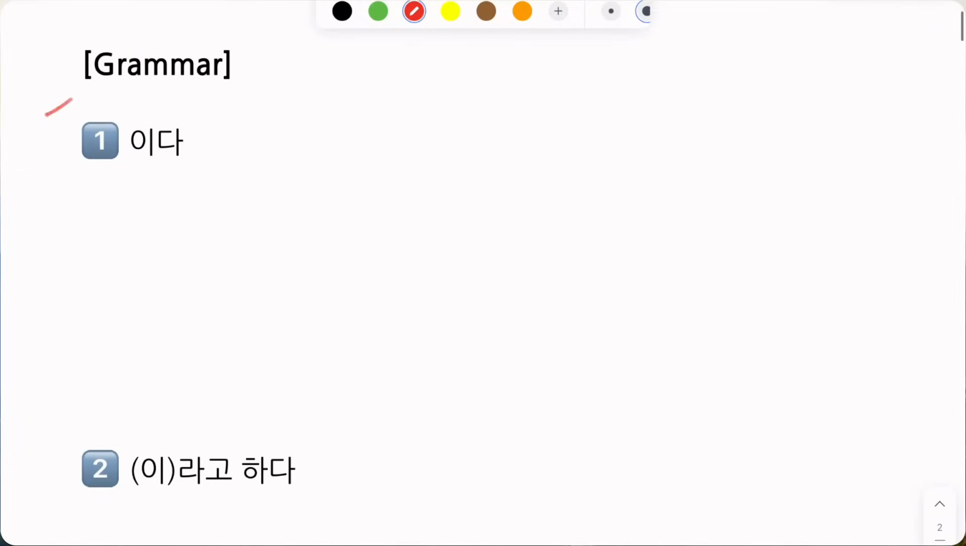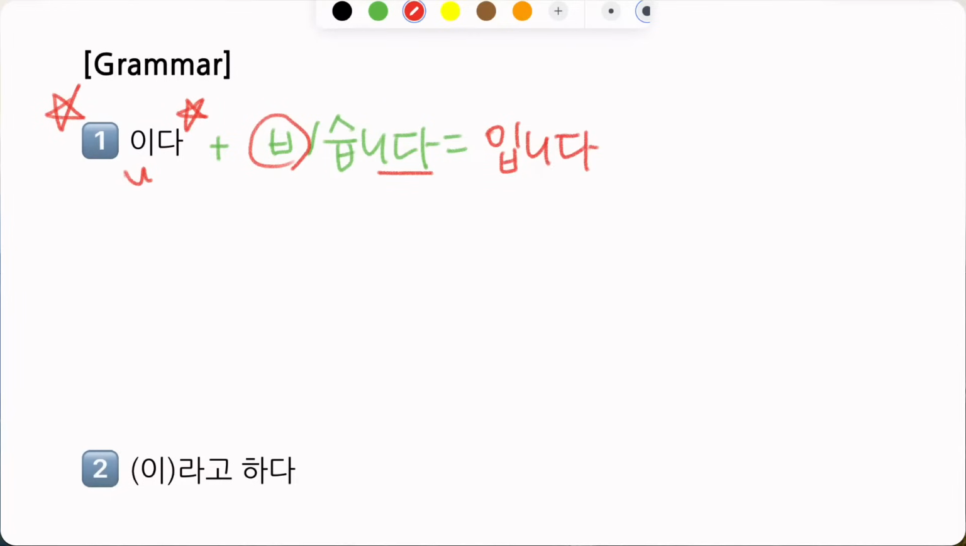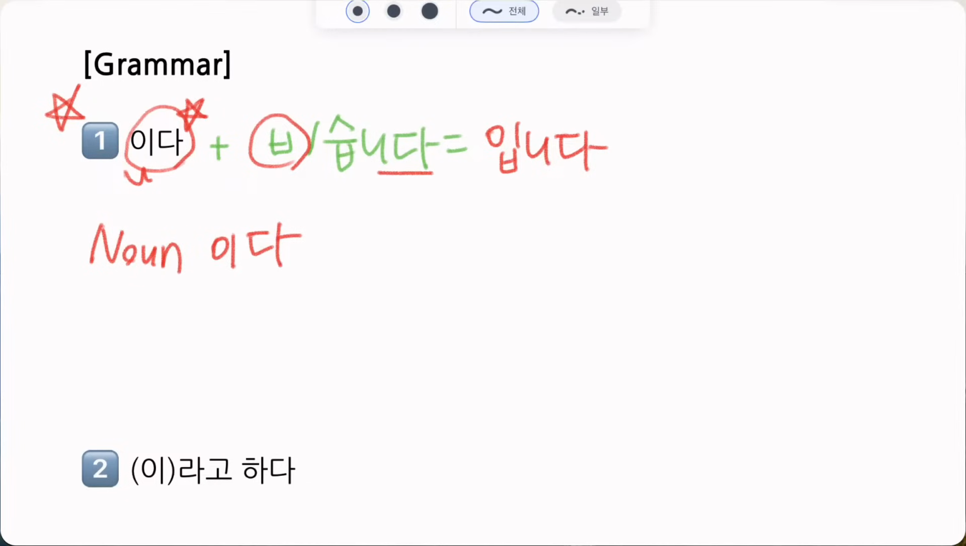여기서, let's look at the grammar of 입니다 first, guys. 일단은 입니다 is the combination of 이다 verb plus ㅂ니다. And therefore, the final form becomes 입니다. And 이다 is a verb that is always followed by a noun. And it means something is a noun. It cannot be used for something is adjective.